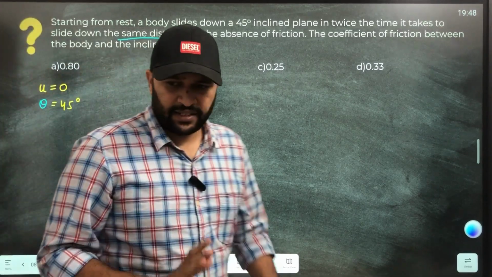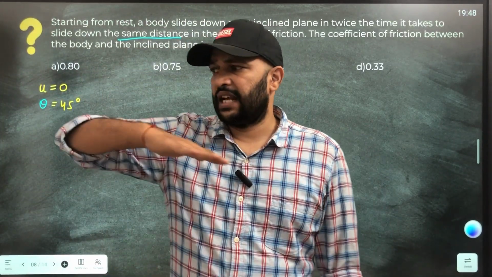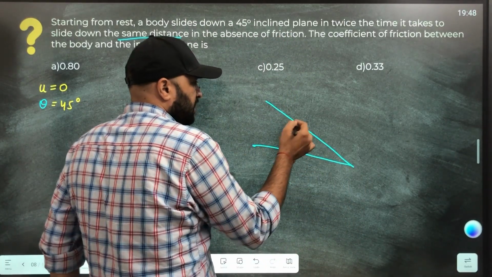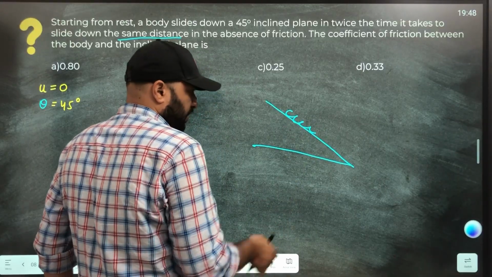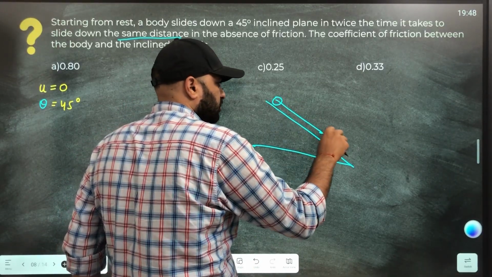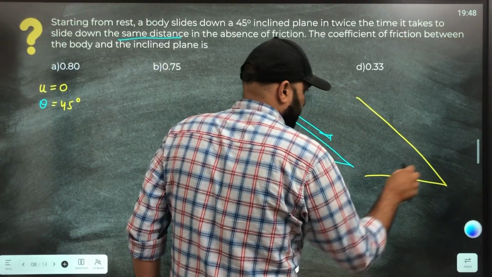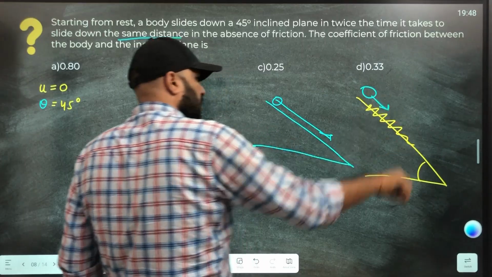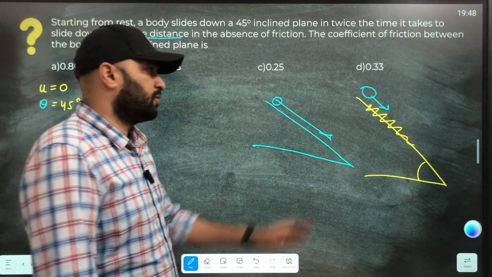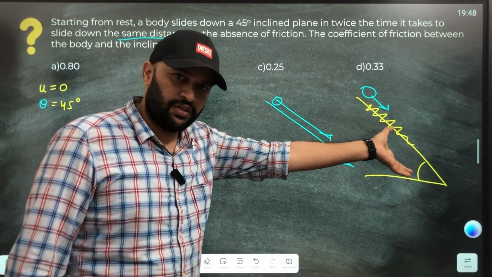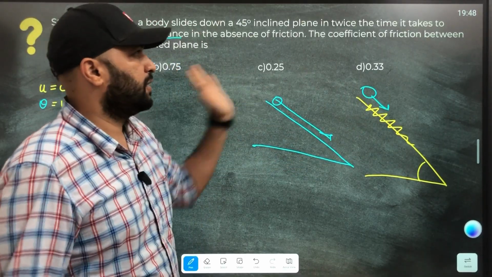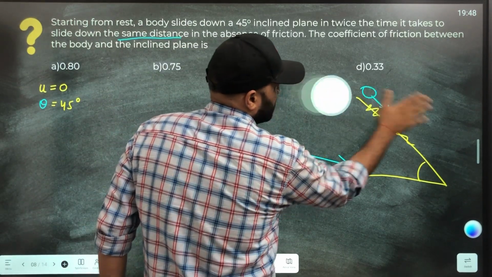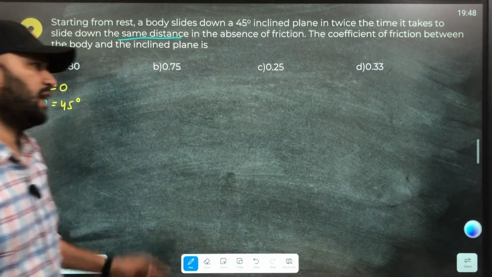Okay. Let's imagine the situation. We have an inclined plane like this, any inclined plane. Initially, there is no friction here. If no friction, I just took a ball and it is rolling down. Second case, when there is friction here, now I am allowing the ball to go down. Now it will take a longer time, right? It is given that it is traveling the same distance, but the time is double the previous case. What will be the coefficient of friction in this case? That we have to figure out.